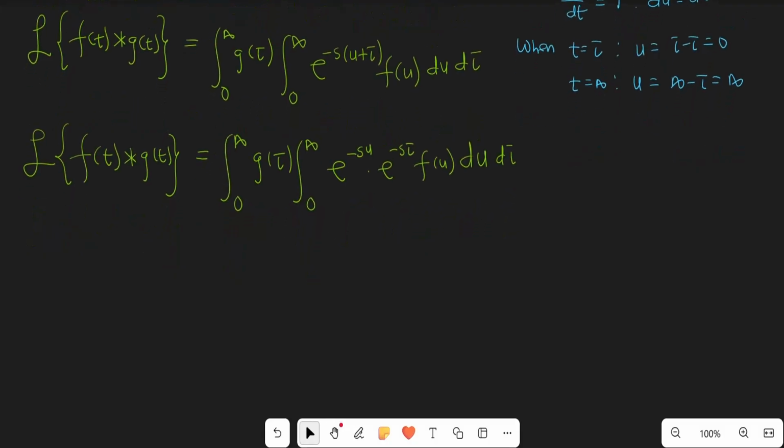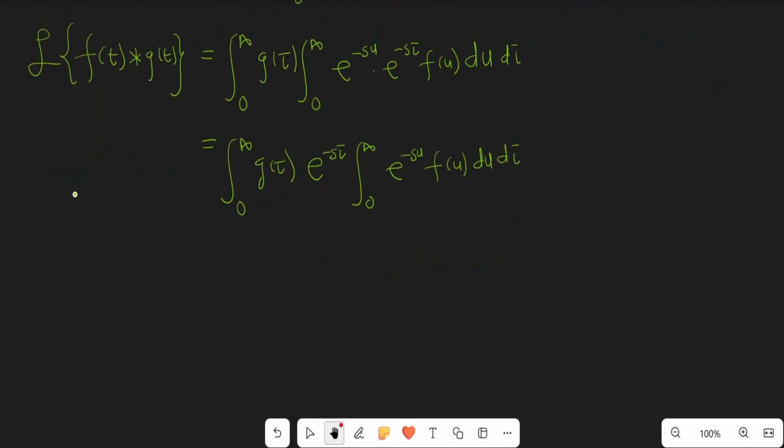All right, so this one is a constant in the u world. This one has nothing to do with u, so I can bring it here. So this one is going to be the integral from 0 to infinity of g of tau. I'm going to bring this one outside the integral, so that is going to be e to the negative s tau. And then we are having the integral from 0 to infinity of e to the negative su, multiplied by f of u, and then du, and then d tau. Now you can see it clearly, right?